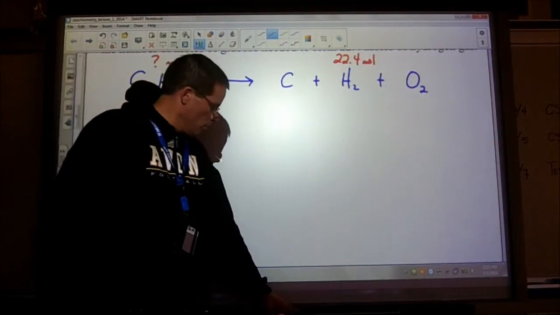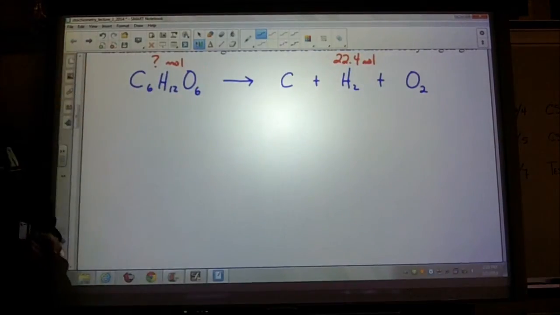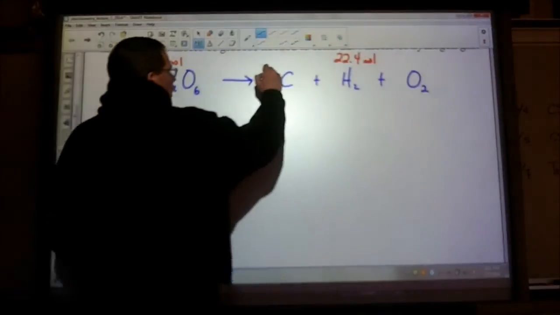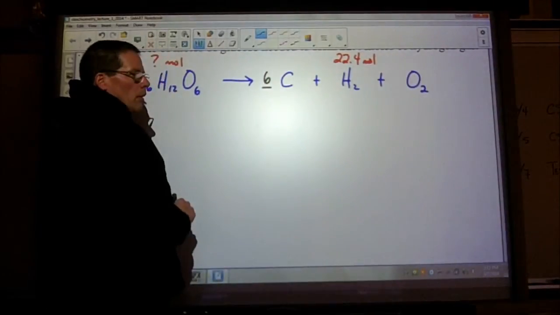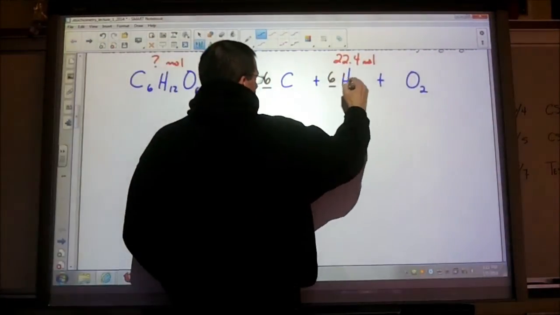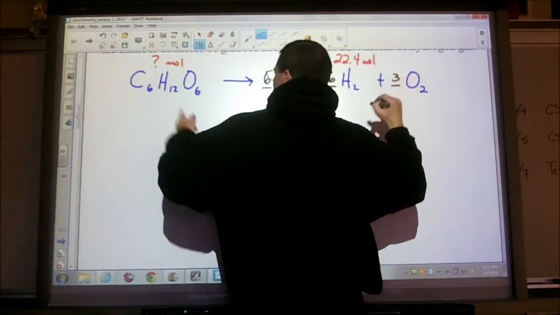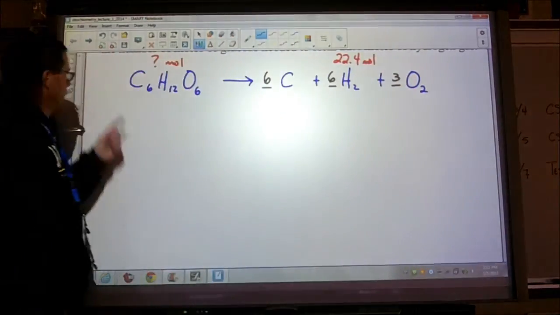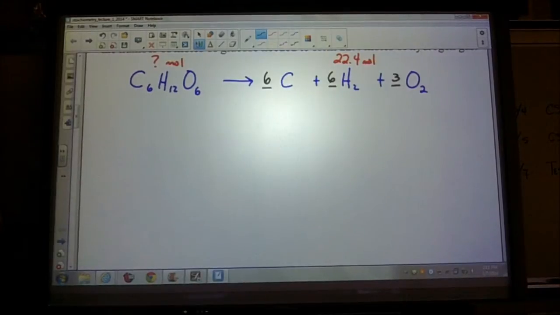So step 1 is to write a balanced equation. Is that balanced? No. 6 on the carbon, 6 on the hydrogen, and 3 on the oxygen. Good. And the 1 here? Yeah, it stays as 1.